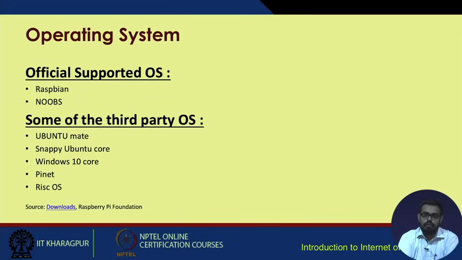Regarding the operating system, certain official distros for Raspberry Pi are Raspbian and NOOBS, and some third-party OSs which can also be installed on the Raspberry Pi are Ubuntu MATE and Snappy Ubuntu Core. You even have nowadays Windows 10 IoT Core for Raspberry Pis, PiNet, and so on.